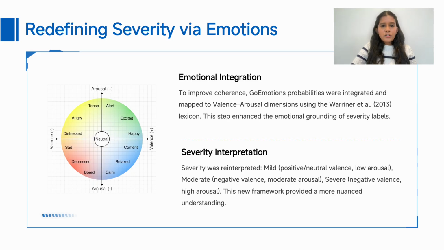So based on this relationship, I reinterpreted severity levels in a more meaningful way. Mild distress usually reflects emotionally neutral or slightly negative feelings with low intensity. Moderate distress tends to be more negatively valenced with a higher level of emotional activation, such as worry or sadness. And severe crisis is characterized by high negative emotions combined with strong arousal, which is typical in panic or emotional breakdowns. This mapping confirmed to me that the severity labels are not just categories but emotionally grounded.